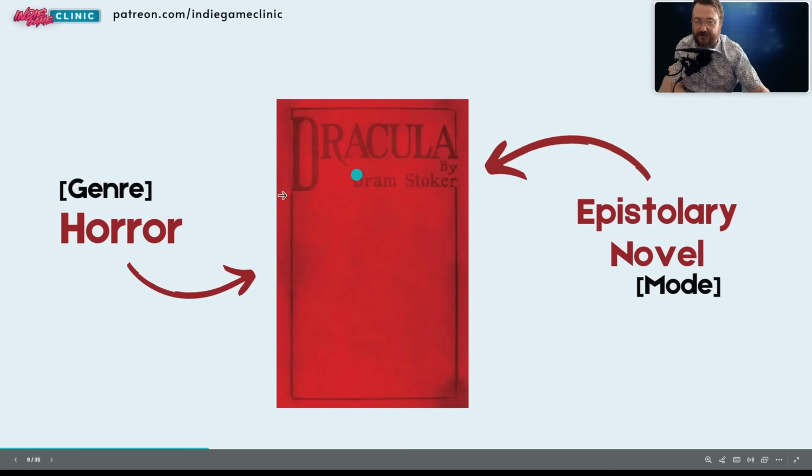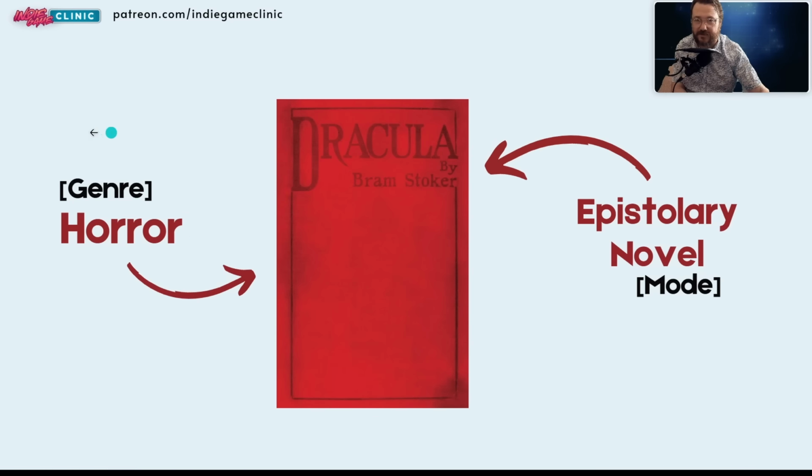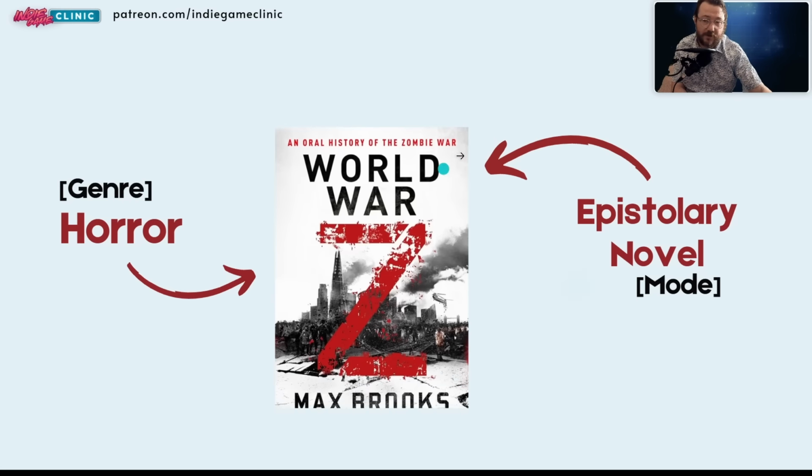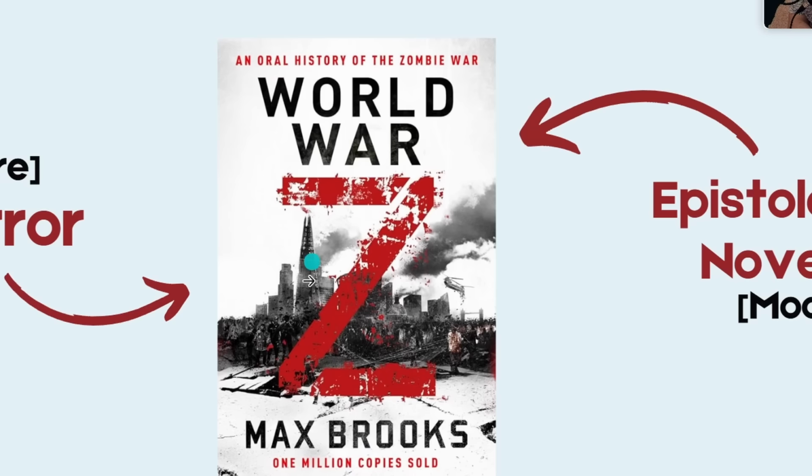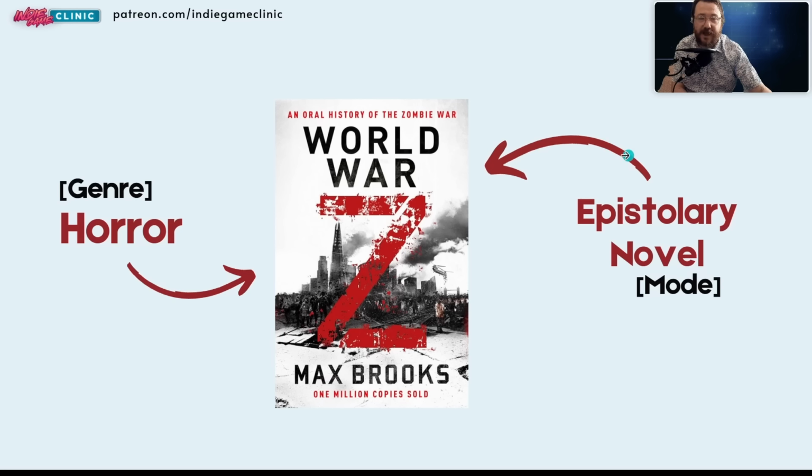The medium is the book. The genre is the type of book it is in terms of its contents and what it's about. And then the mode is the type of book it is in terms of how the story is framed and presented to us. A more recent example of a book that uses a similar combination of genre and mode is World War Z, which is a zombie book, but it is written as a series of documents or reports from the UN following a zombie apocalypse. Same sort of combination of things going on there as in Dracula.